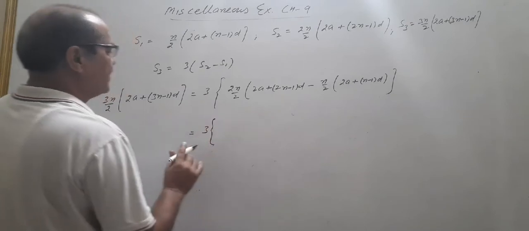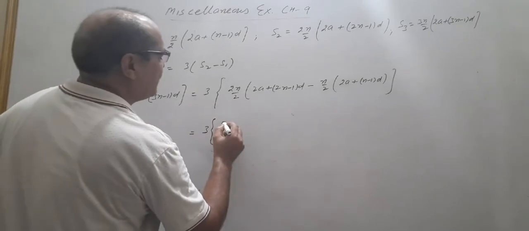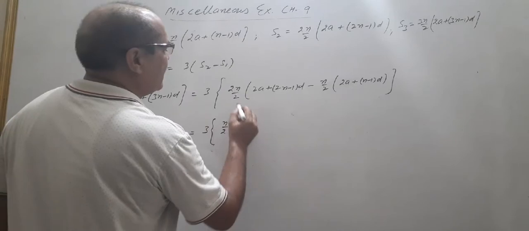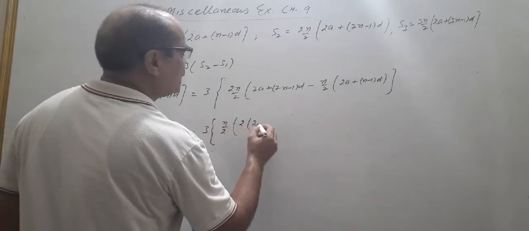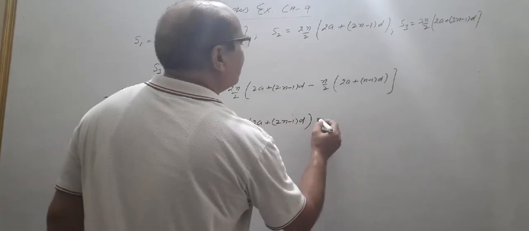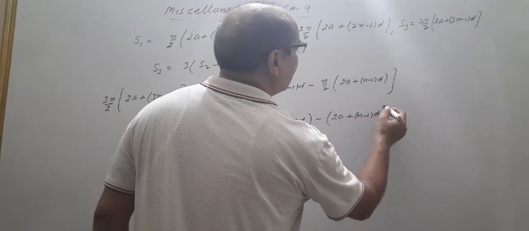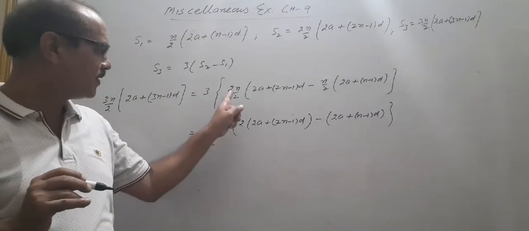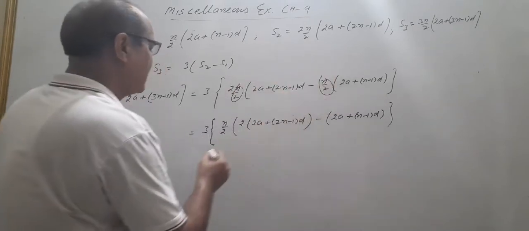So how do we see it? 3 as it is. Now I keep an eye on the result. We need 3n by 2, so from here I will take n by 2 common. From here I have taken n by 2 common. Inside, there is also n by 2 here, so it becomes 2 times (2a plus (2n minus 1) d) minus (2a plus (n minus 1) d). Okay, I think it is clear. n by 2 is taken common from here and here. This is n by 2 taken outside, n by 2 taken outside. The remaining terms are this.